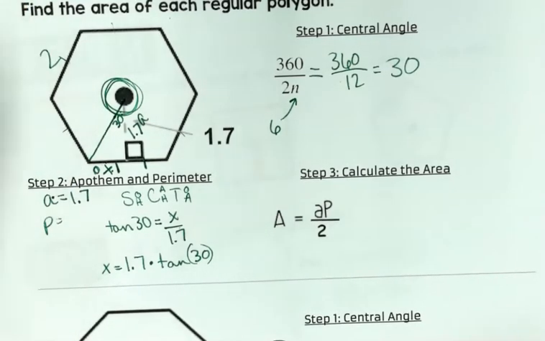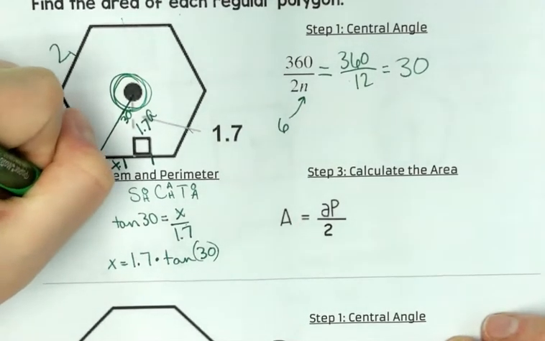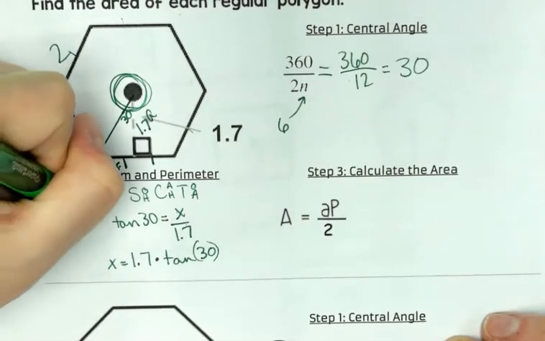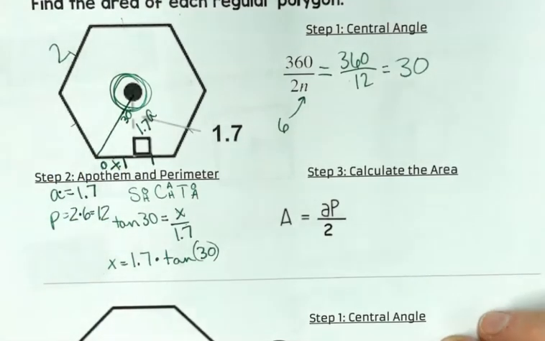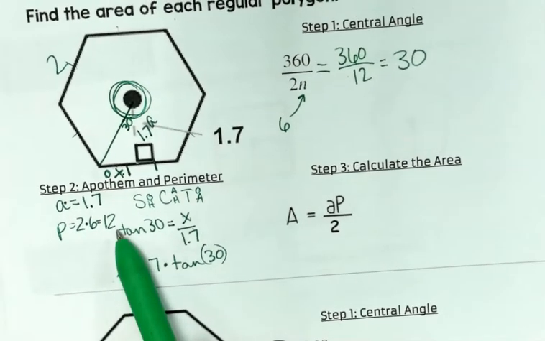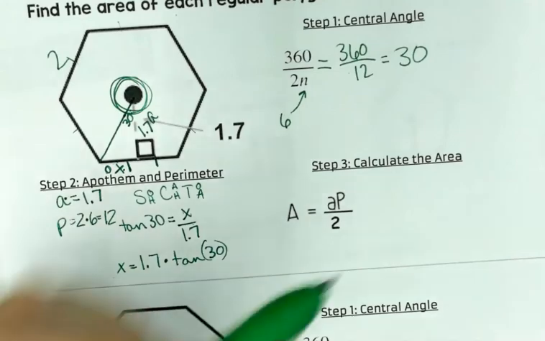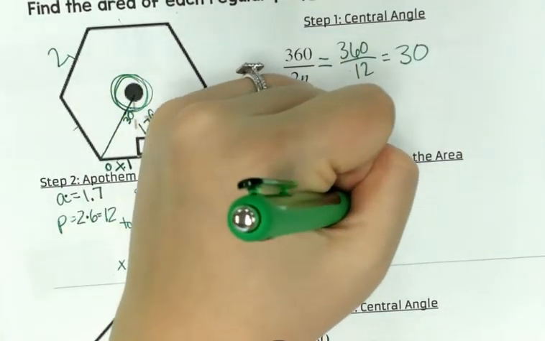So the perimeter is going to be 2 times 6, or 12 units long. Didn't leave enough space for that, but 12 is going to be the perimeter. So we have our apothem, we have our perimeter. This is a much smaller shape because each side is only 2. And we're ready to calculate our area.